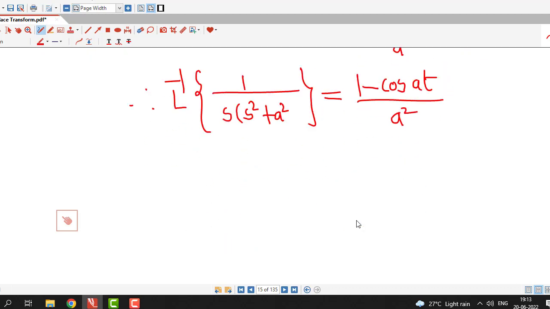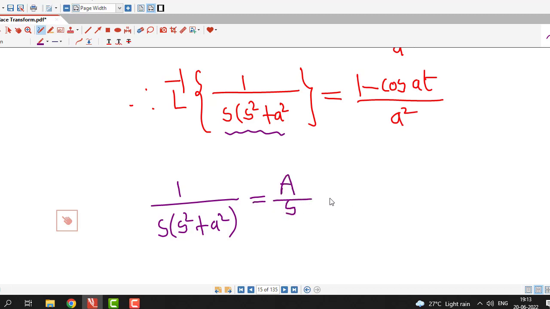So this is another way of obtaining inverse Laplace transform of this type of function. We have discussed method of partial fractions to obtain inverse Laplace transform of this type of function. Suppose we want to use method of partial fractions, then we have to write our function as sum of two partial fractions corresponding to s and s square plus a square. For s square plus a square, we will write bs plus c.